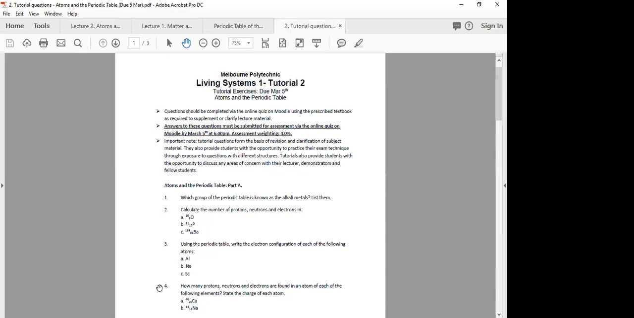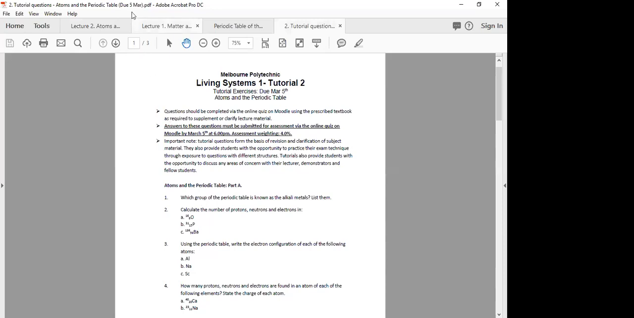Here's the question that I was talking about before. It says, state the charge of each atom. If we look at these two here, calcium and sodium, there's no indication of any charge, so obviously zero charge, or neutral, for those two. Number 1: which group of the periodic table is known as the alkali metals? List them. Remember when you're answering this that there is one exception to the metals rule.